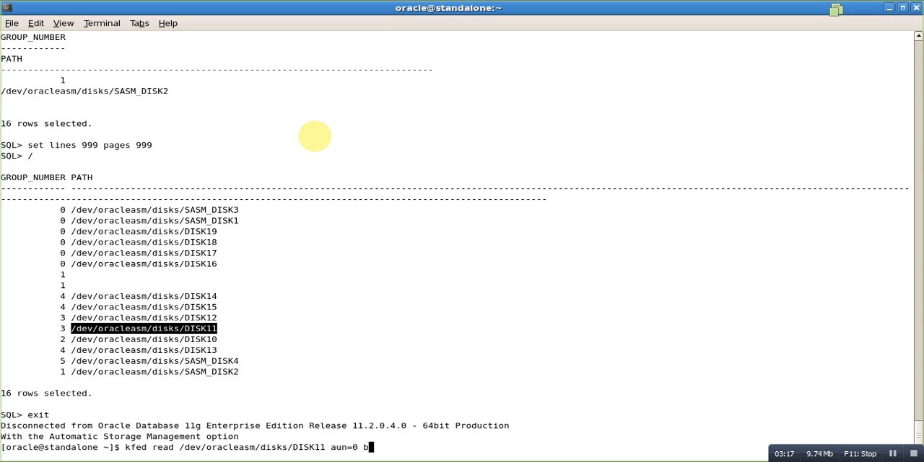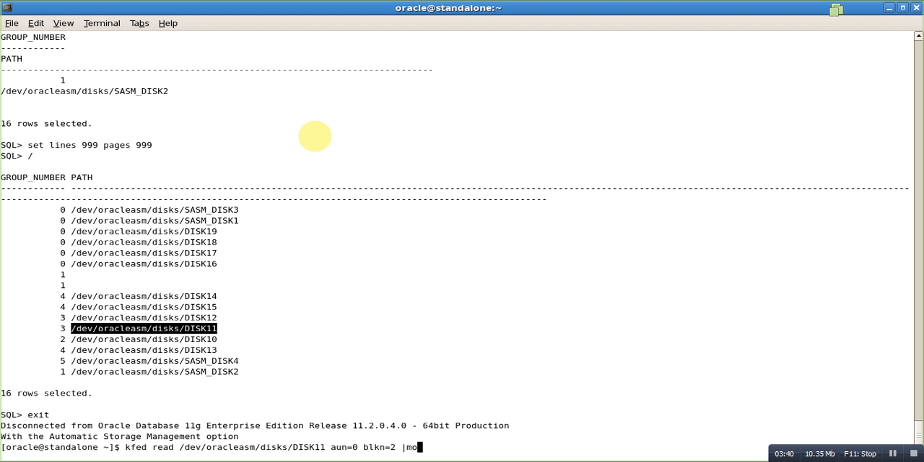So first let me see block number 2. Block 0 is reserved for the disk header, block 1 is for the free space table, and from block number 2 to block number 255 are reserved for storing the allocation table. So now I'm trying to view the content of block number 2, which is the first block of the allocation table.